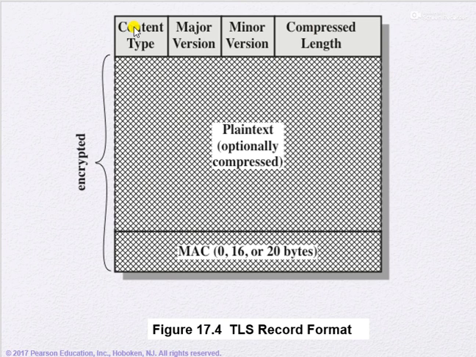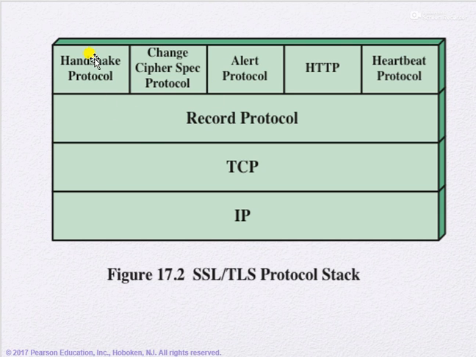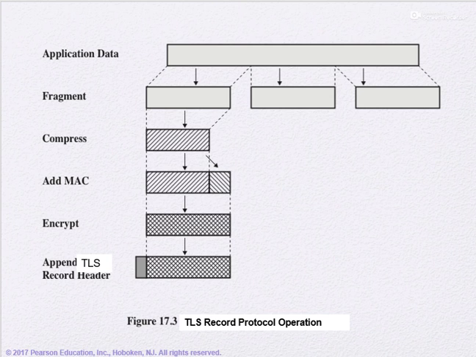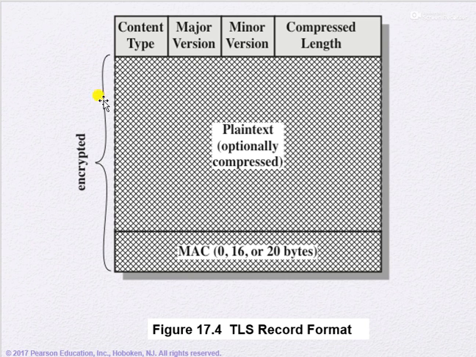And content type, as I told you, shows you the higher layer protocol that is used to process the enclosed fragment. So content type can be, on the higher layer after record protocol, handshake, change cipher spec, alert, HTTP, heartbeat. So this content type field in the header tells you what type of higher layer protocol is used to process this message.